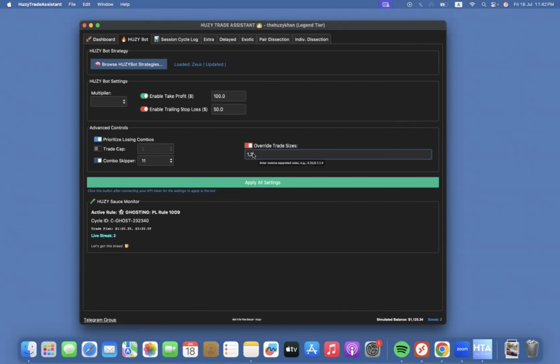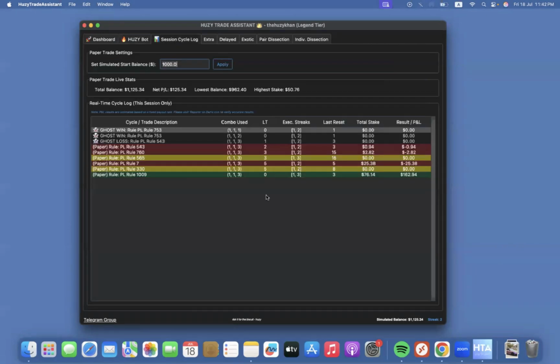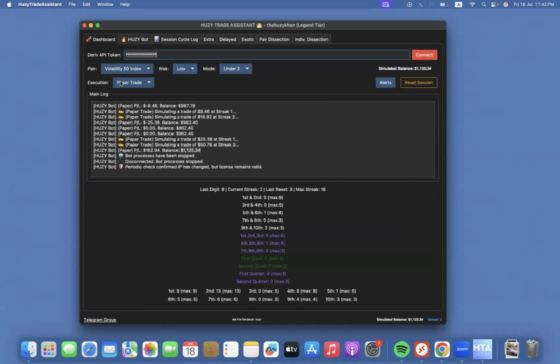So once you select your overridden trade sizes, just hit apply one time, and all of these will be applied. And how do you determine what combo skipper values or trade sizes to put in over here? Of course, you will need to run at least 5 to 6 hours to understand what it shows you over here, because we are in paper trade mode. The trades aren't executed live.